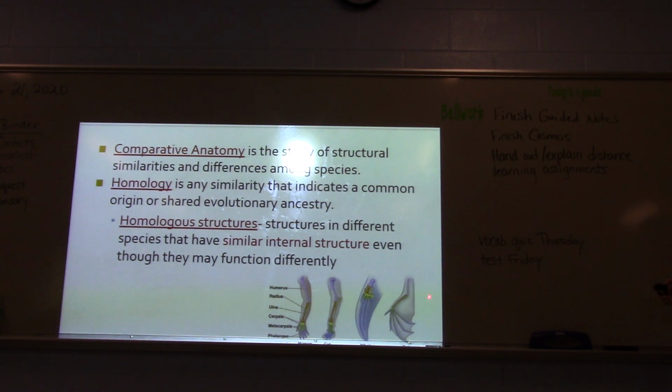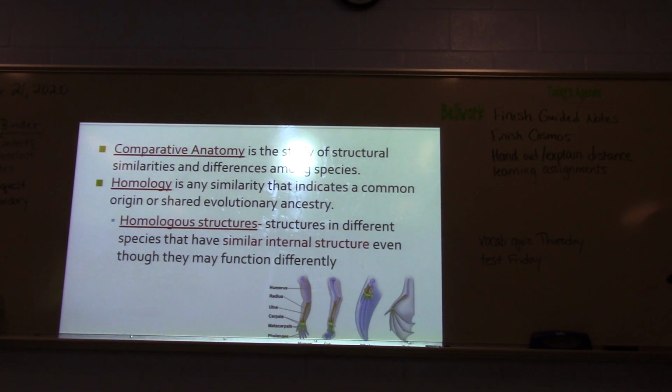All right. Here's a bat. Bat is also a mammal. But you can see they have the same arrangement. They also have very long metacarpals and very long fingers as well. So all of these are mammals, and they all have a similar arrangement of bones.